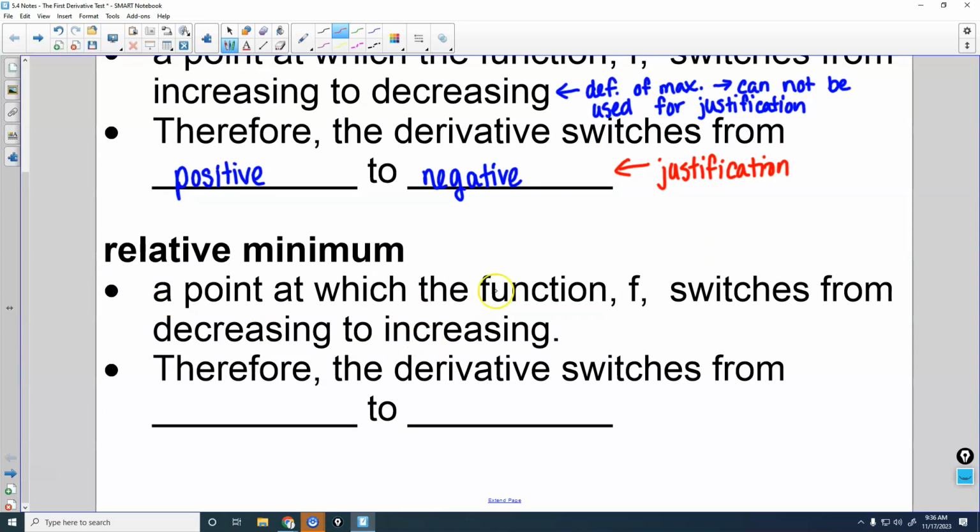Relative minimum, obviously, is very similar here. What we've got right here is our definition. Our definition of a relative minimum is that our original function is going to switch from decreasing to increasing. If our function switches from decreasing to increasing, what happens to the derivative? Decreasing would be negative, and increasing would be positive. This is your justification.